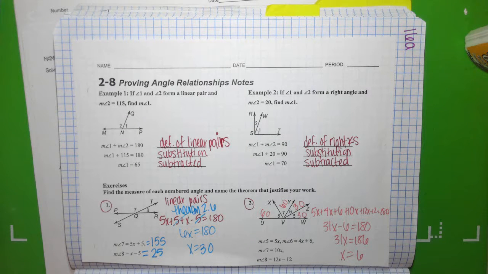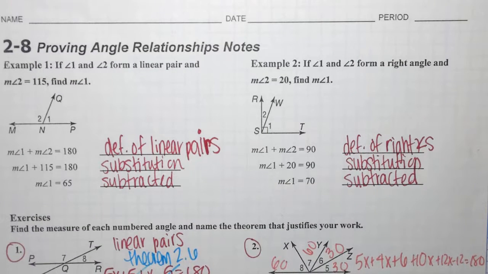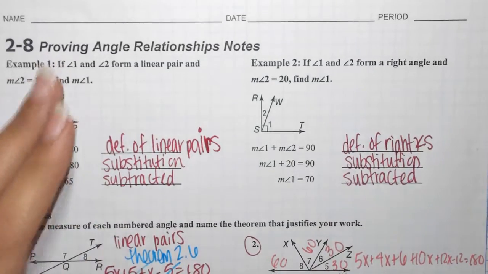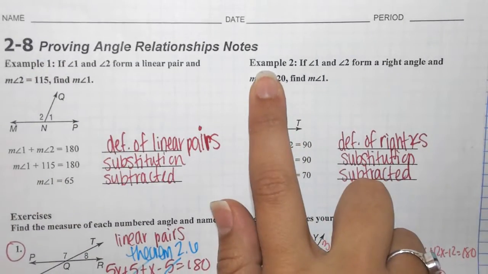The objective for 2.7 and 2.8 was I can write geometric proofs. That's dealing with segments and angles. We're going to leave segments behind for a moment, because maybe if we take a break, it'll come together. Now, angles.